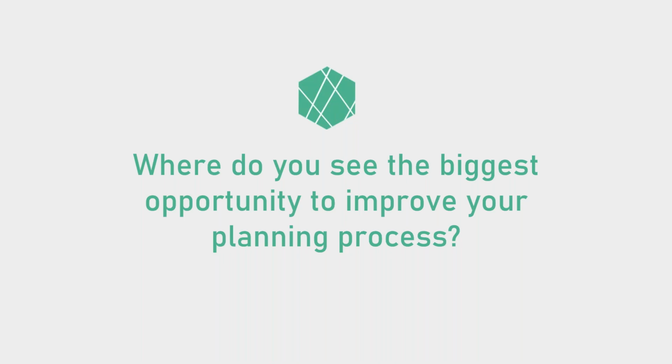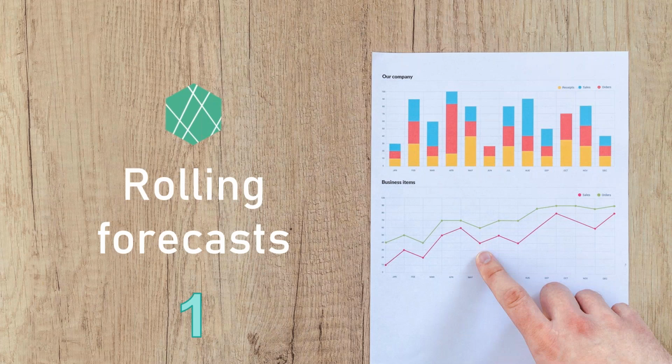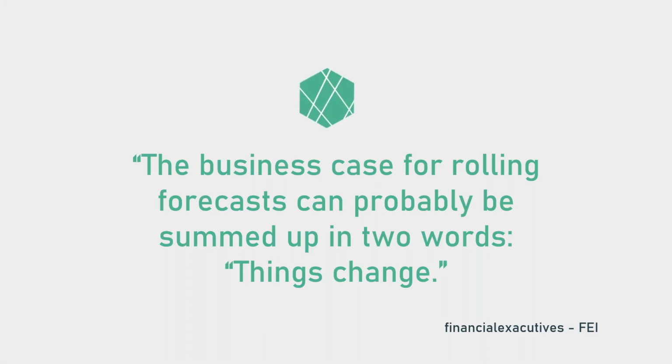So let's start maybe one by one looking into them. Let's start with rolling forecasts. If you're staying just with budgets, you spend your team's time looking backwards at old assumptions. The business case for rolling forecasts can probably be summed up in 2 words. Things change. It's so simple, but we're still doing budgets, comparing them to actuals without looking into rolling forecasts. About 50% of companies are still doing that.